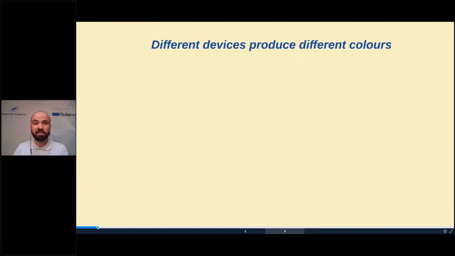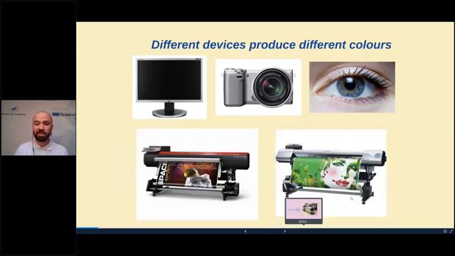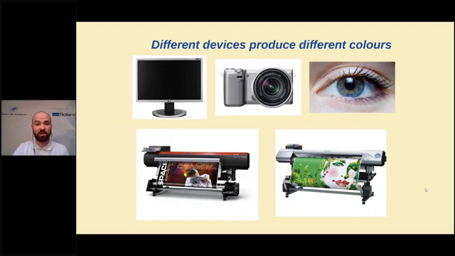Well, different devices produce different colors. If we're talking about monitors or digital cameras, perhaps, or the human eye, each of these is going to see, interpret, or portray colors in a different way. The same happens with printers. If we are using printers, each printer will print colors slightly differently.